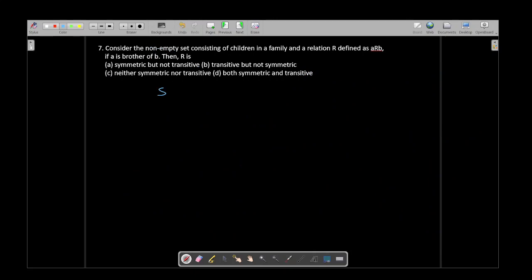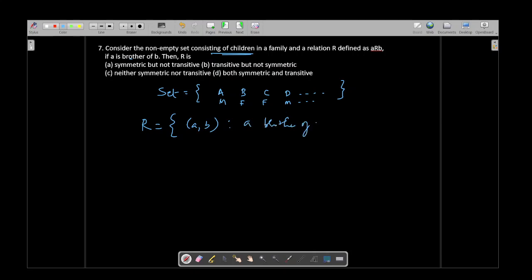We have a non-empty set which consists of a number of children. Let's say we have children A, B, C, D, and so on. The children may be males or females, a mix of both genders. Now we have to check the relation. The relation is given like this: we have to pair (A, B), where A is brother of B, and (A, B) is a member of the set.